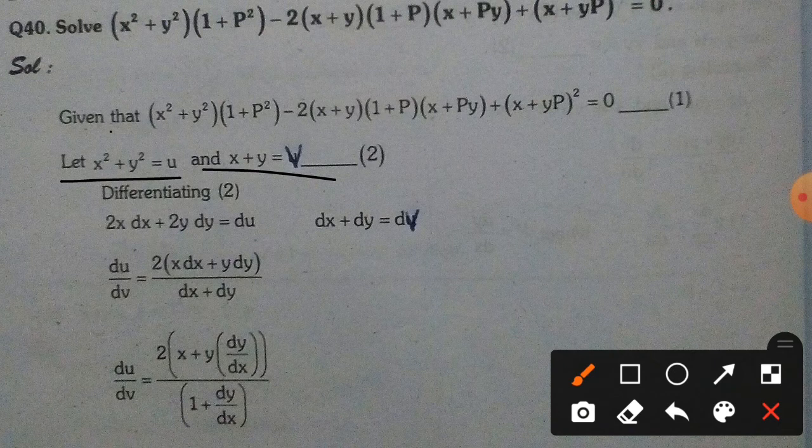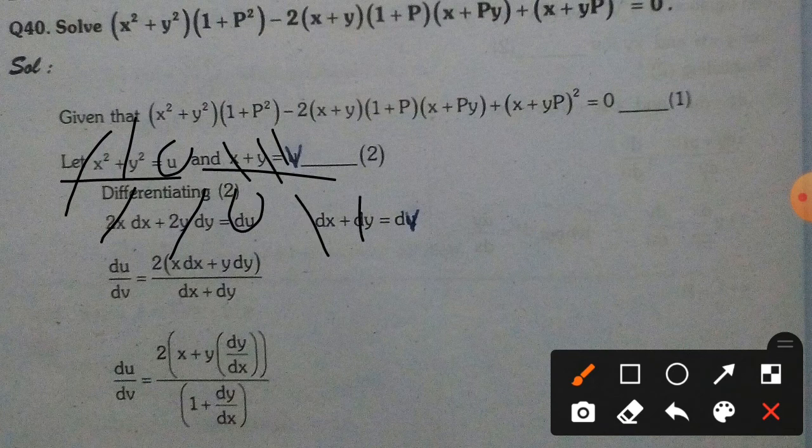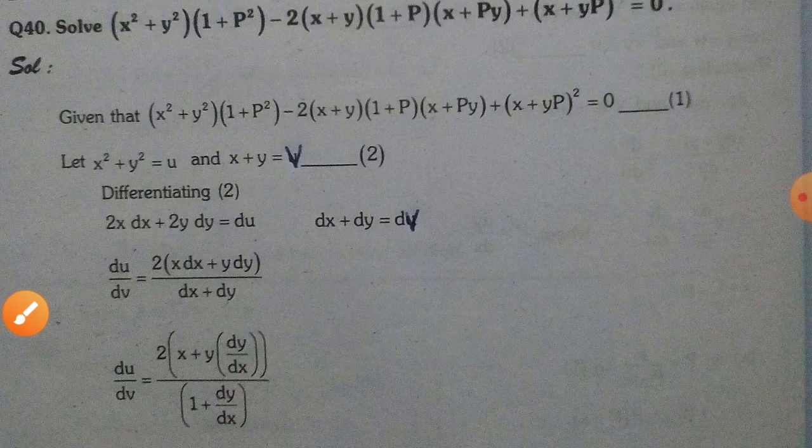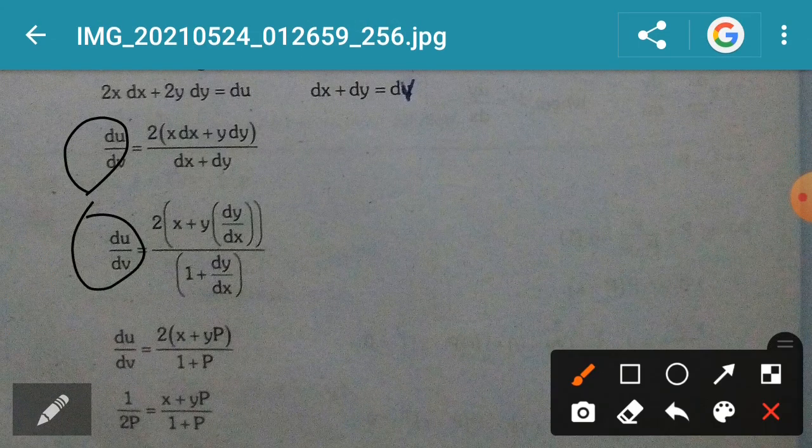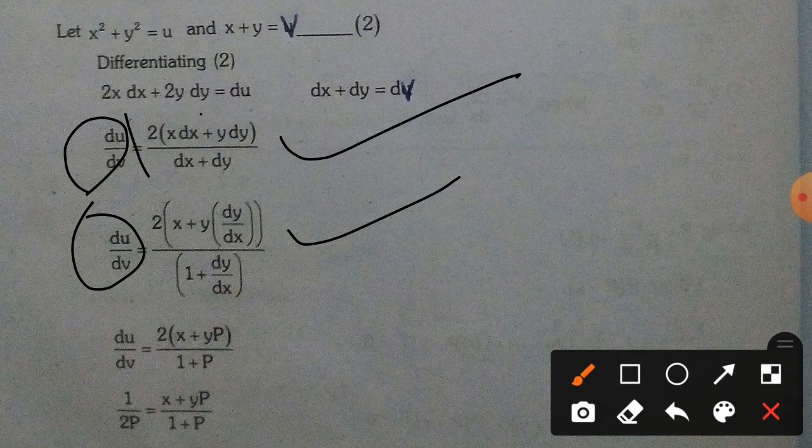Now differentiation: x square differentiation 2x dx, y square differentiation 2y dy, u differentiation du, x differentiation dx, y differentiation dy, v differentiation dv. So now we go for the dv by du or du by dv. This is the simplification. 2 is common, dx is also common, dx cancels out. Here dy by dx, here dy by dx.